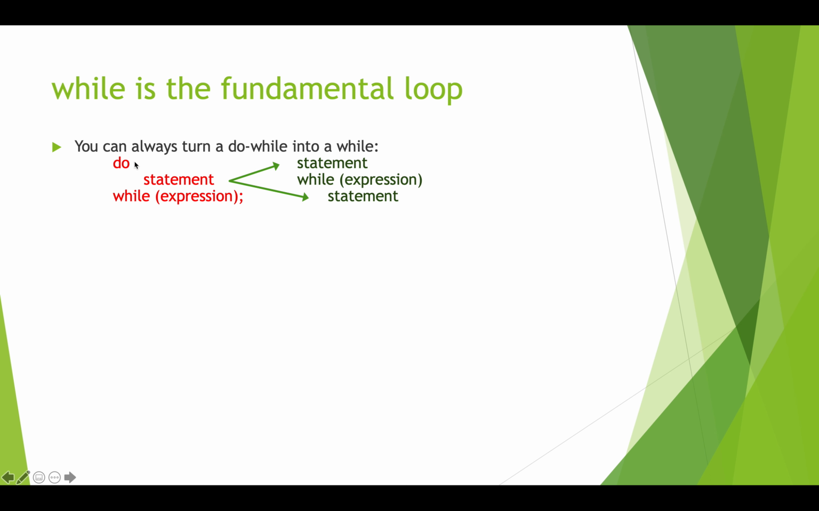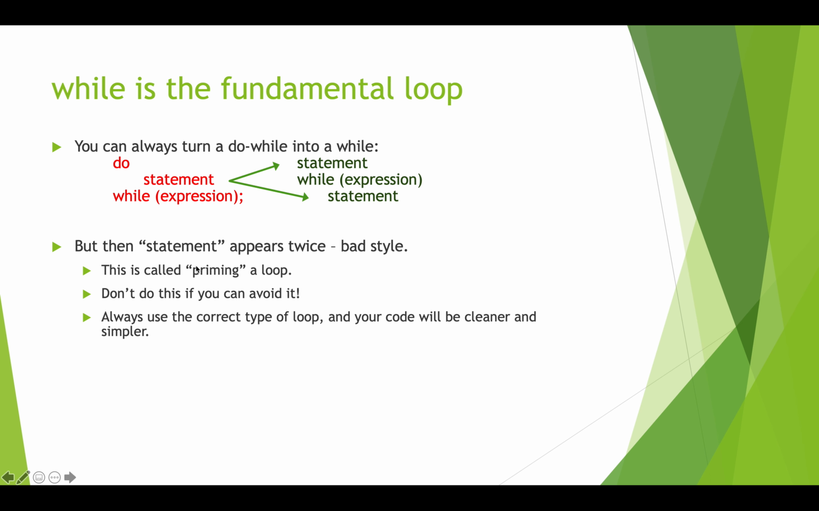It's important to note that you can take a DoWhile loop and turn it into a regular while loop. So here's a DoWhile loop: we do, and then there's a statement, and then we have the while expression. We can turn this into a regular while loop by just having the statement first, then creating the while loop with the expression, and then having the statement again. So the problem with this is that the statement or your code block appears twice, and that's bad style. We typically do not want to repeat the same code in our program without using a loop, unless we absolutely have to. So this is what we would call priming a loop, and we don't really want to have to do it. So we can just avoid doing this by using the correct type of loop.